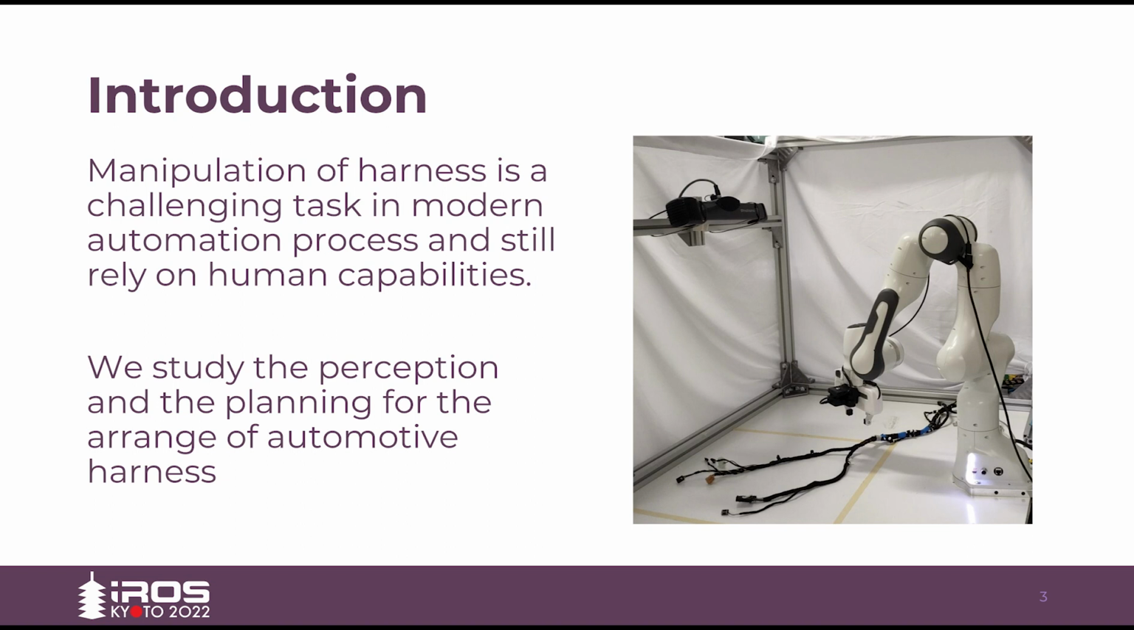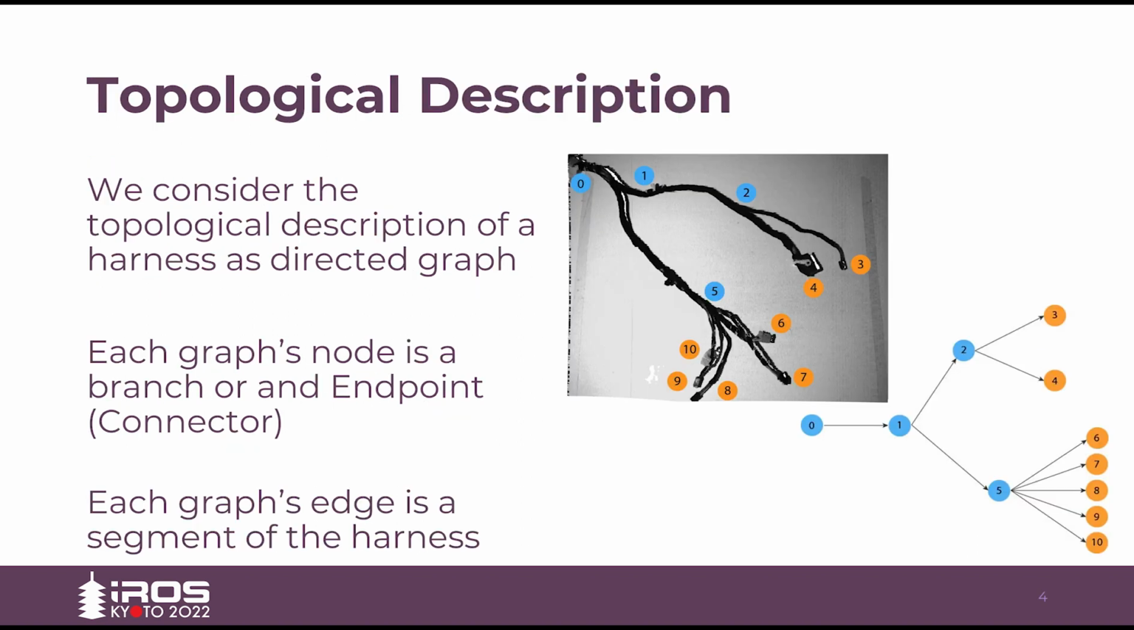To do so, firstly, we introduce a topological description of a harness using graph theory, where the harness is represented as a directed graph in which each branch and endpoint is represented as a node, while the segments are represented as edges of this graph.